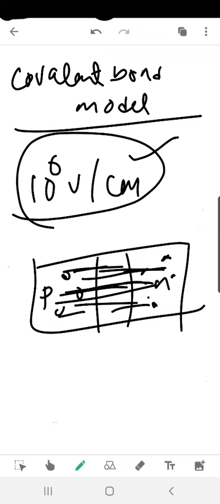Now we will talk about avalanche breakdown. Avalanche breakdown is the second breakdown mechanism in our reverse bias junction. So the second mechanism is avalanche breakdown.